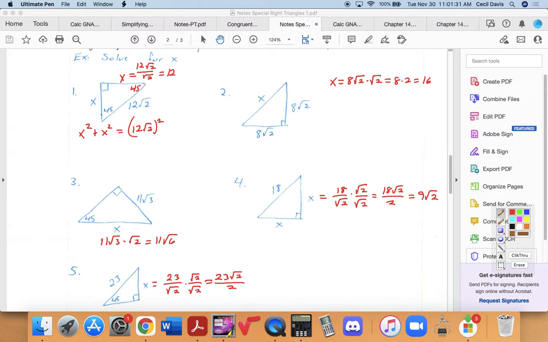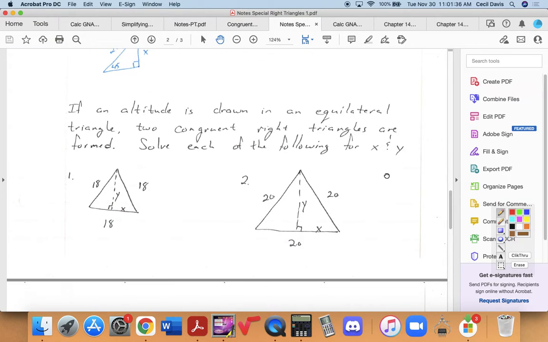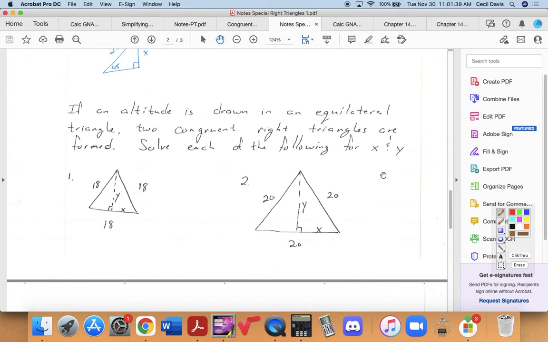There is another special right triangle that we're going to look at in just a second. So let's look at this. If an altitude is drawn in an equilateral triangle, an altitude is the height from the vertex perpendicular to the opposite side. Two congruent right triangles are formed. Well, let's verify that. Are these two triangles going to be congruent if you take an isosceles triangle and draw that right down the middle? Yes. What is that going to do to this 18 down here at the bottom? Split it. Both of these are 9.